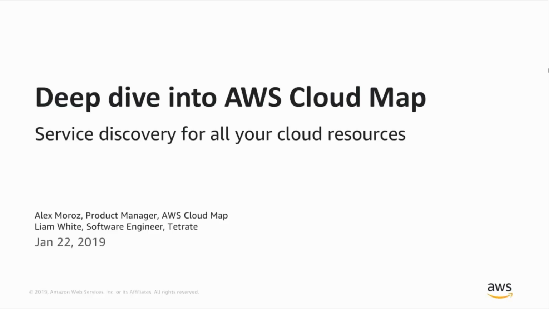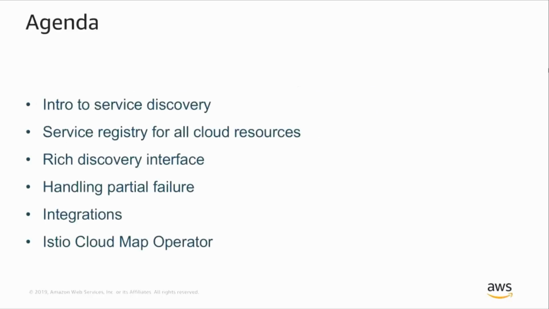Amazing. So, today we're going to look into several aspects of service discovery in general. We're going to start with a quick introduction to that topic. Then we will look at the service registry for all your cloud resources. That's something that AWS Cloud Map provides you with. We'll look into rich discovery interface available with Cloud Map. We'll look at the ways of handling partial failures. And we'll quickly discuss integrations. And of course, we'll have a section on Istio Cloud Map Operator led by Liam. Liam will show his work and pretty much an integration between Istio and Cloud Map.